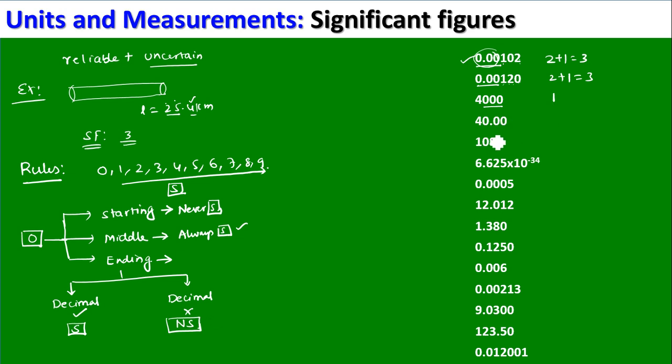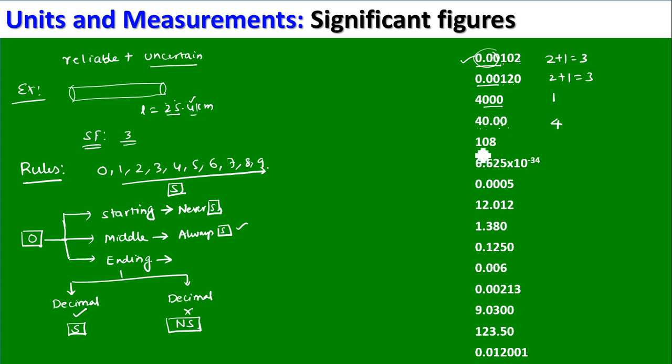So if you take 40.00, in this one 4 is definitely significant. These zeros are ending zeros. So ending zeros means you should see whether a decimal point is there or not. Yes, decimal is there, so significant. So 1, 2, 3, 4. All the zeros will be significant.